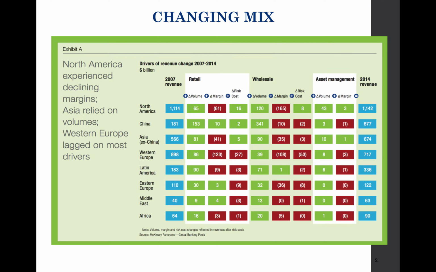Now, here's another thing that you need to know about banks. I'll just use 3 regions of the world to give you a quick example. Again, this was the 2015 survey, so it's data from 2007 to 2014, but it explains a lot about what's going on. The North American banking market in 2007 was $1.1 billion in revenue. In 2014, it was $1.1 billion in revenue. Over 7 years, it didn't change. So the size of the pie did not change, right?